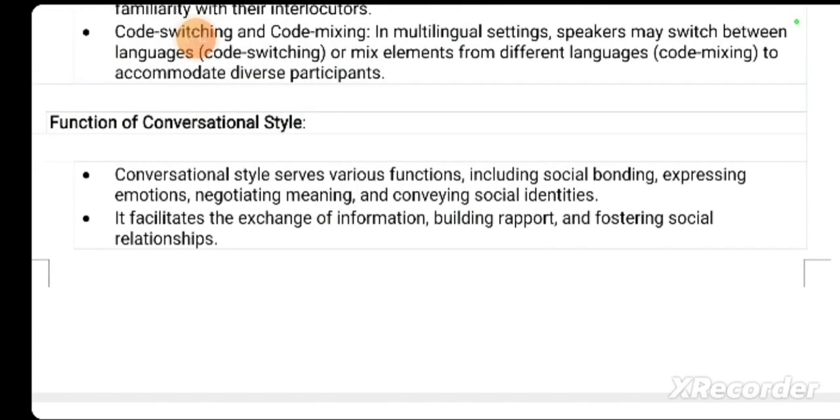Okay. What are the functions of conversational style? It serves various functions, including social bonding. You create social bonds by adapting different conversational styles, expressing emotions, negotiating meanings, and conveying social identities. You can create your identity by the way you speak. It facilitates the exchange of information, building rapport and fostering social relationships.